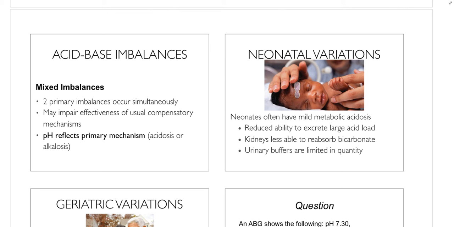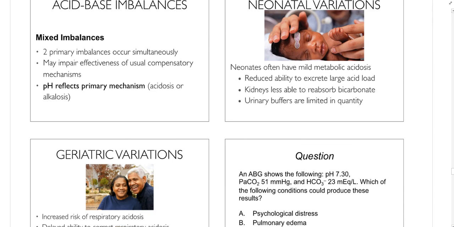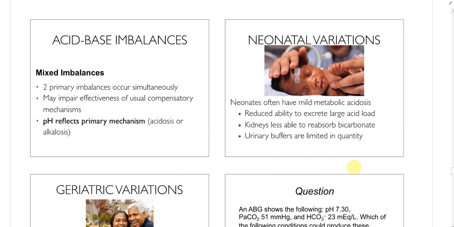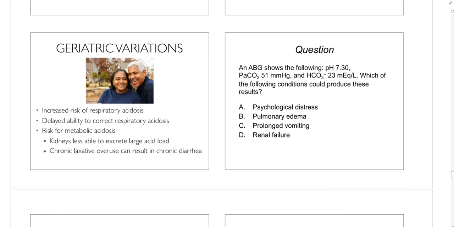Okay. So neonates often have mild metabolic acidosis because they don't have as easy an ability to excrete large acid loads. The kidneys are less mature, so they're less able to reabsorb bicarbonate, and they don't have as many buffers. So they normally are just resting in a metabolic acidotic range.